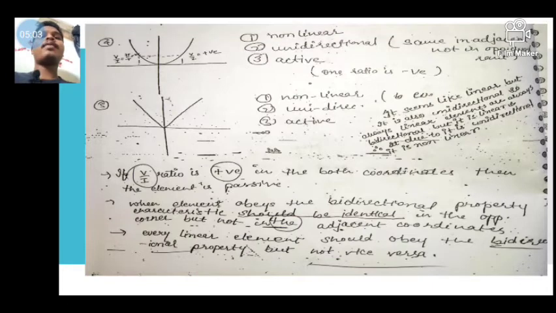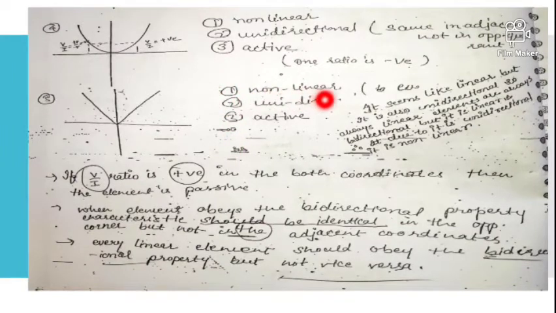So see the fourth figure here, that is nonlinear, because the slope is not constant, and it is unidirectional, and it is active, because voltage divided by current is negative in nature. Or see figure number 5 here, it is nonlinear. Why is it a nonlinear element? Because the characteristic in the positive direction and negative direction is not the same. It is unidirectional, and it is active in nature, because the voltage divided by current ratio is negative, so that's why it is active in nature.